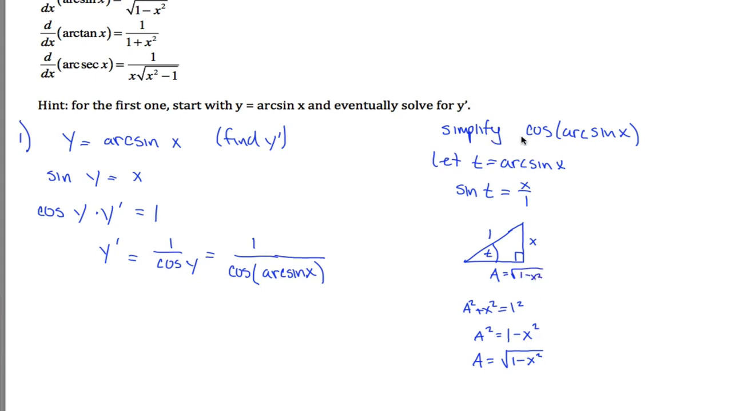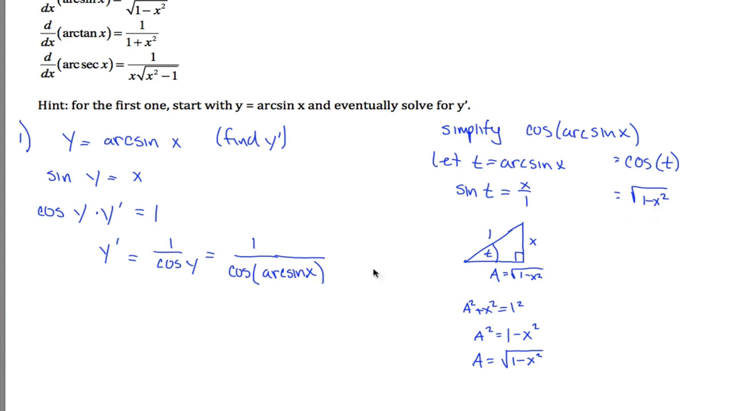And now what I can do is I can go back here, and my original goal was to simplify the cosine of arc sine of x. But arc sine of x is just this thing I'm calling t. So really, to simplify the cosine of arc sine of x, I can say it's just the cosine of t. Because I can figure out the cosine of t from coming down here and looking at this little triangle, this picture. Cosine is the adjacent side over the hypotenuse. So the cosine of t is the square root of 1 minus x squared divided by 1. So what I have is cosine of arc sine of x is just the square root of 1 minus x squared.